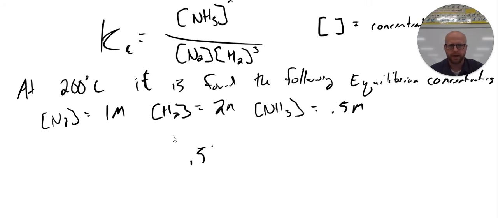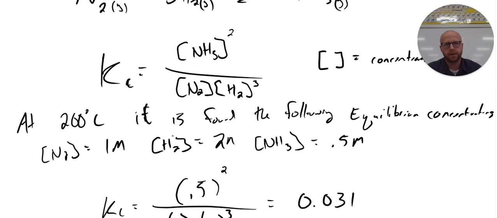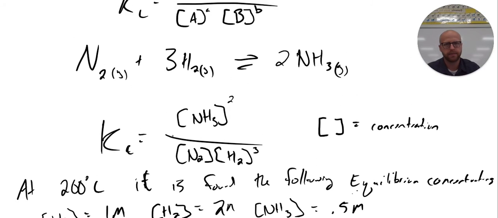So we have 0.5 squared divided by 1 times 2 cubed. Okay, and when we plug that in, again, these are made up values, so if you look up in a chart and say, hey, this isn't the Kc, you're right. So what we find is the value for Kc is 0.031. Okay, no units. This is a unitless number because it's just a ratio. And so anytime you have equilibrium concentrations, you can plug those into your K expression and solve for the value for K. All right?